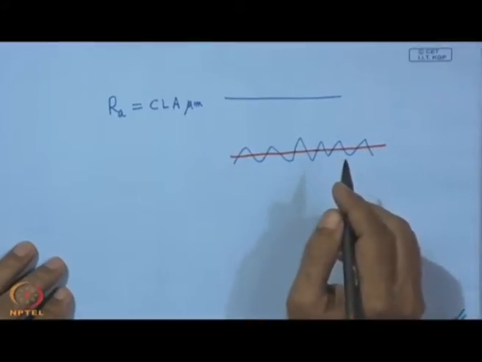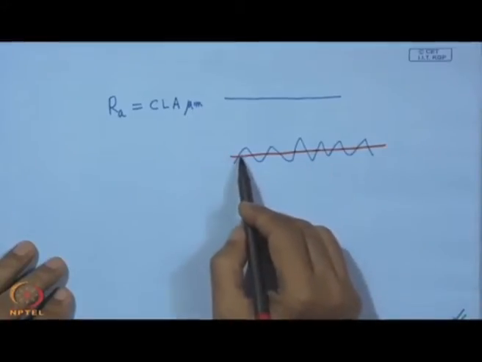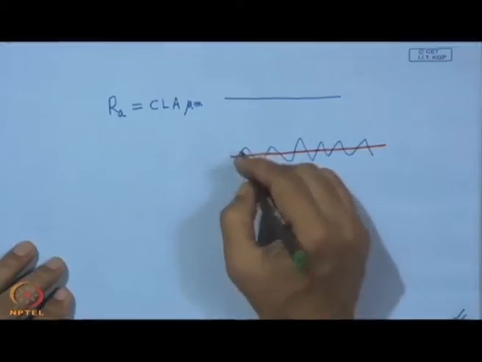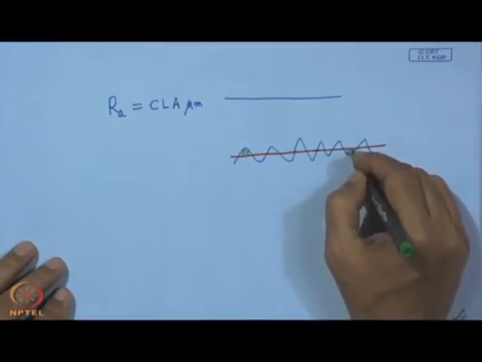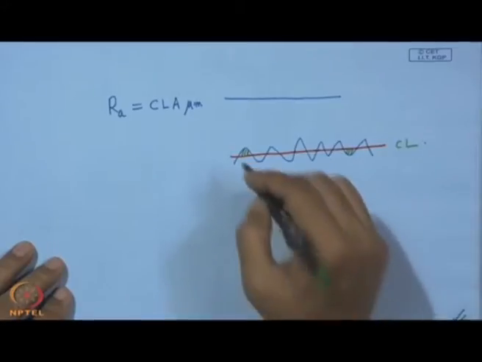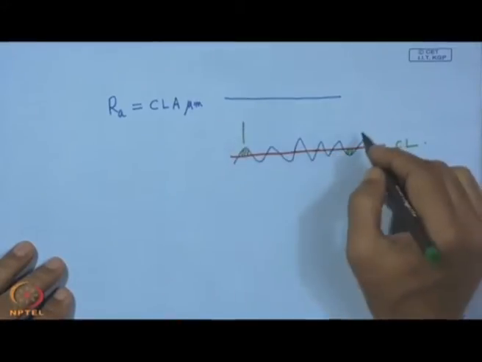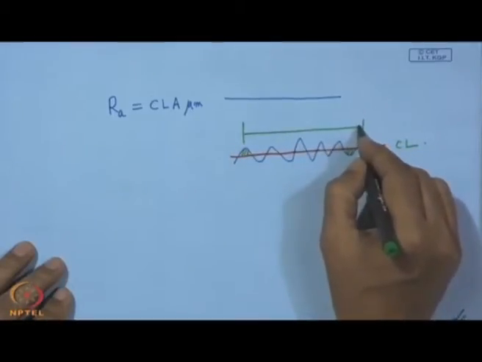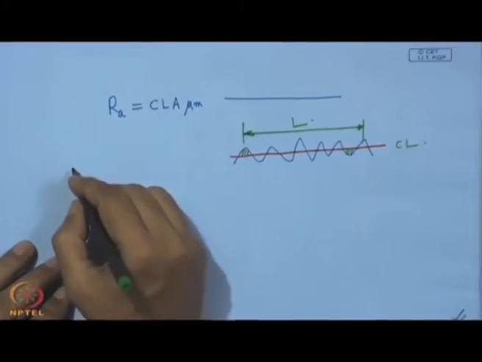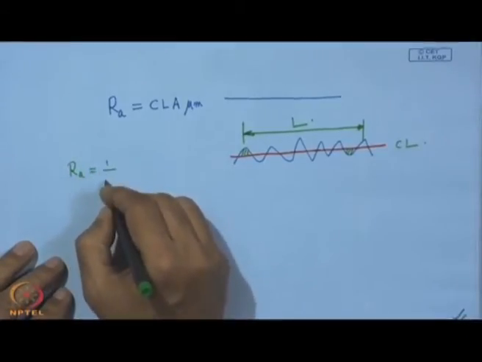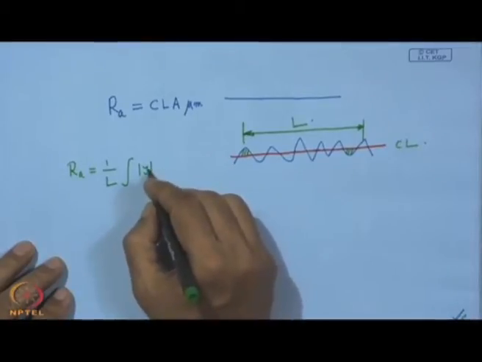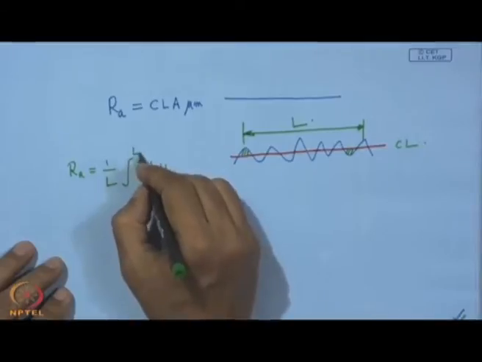It is a line drawn in such a manner that the areas under the curve above and below are numerically the same. That means, for example, this is the area above the main line, and this is the area below the main line, and that is called the center line. And here we have to consider what we call a sampling length. So, say this is the sampling length, and over this length, this Ra value is given numerically as 1 upon L, integral of mod y dL.